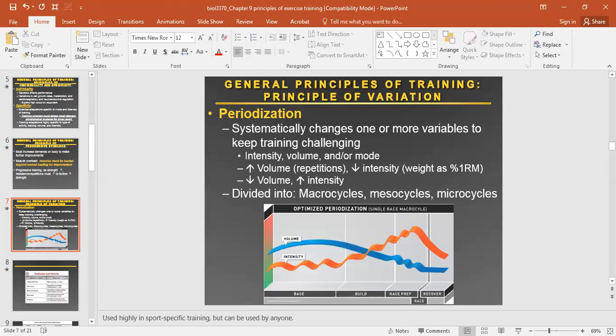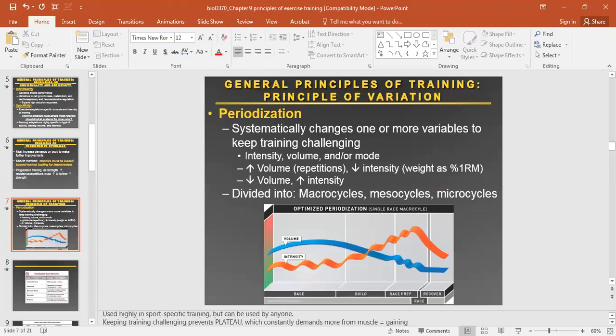Periodization is basically a type of exercise program. Think of it as a program prescription that changes one or more variables to keep training challenging. So remember, keeping training challenging prevents plateau, which constantly demands more from muscle. And if you're constantly demanding more from muscle, then you're constantly gaining.